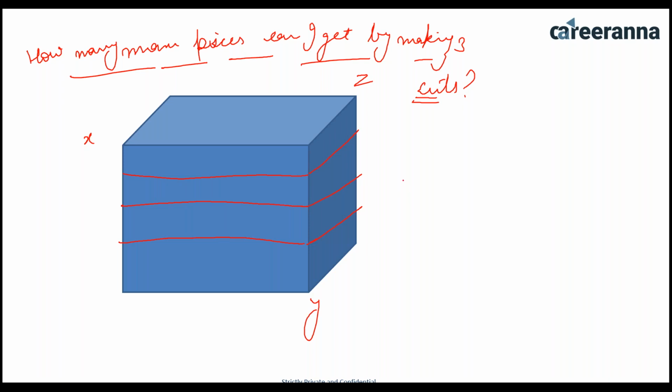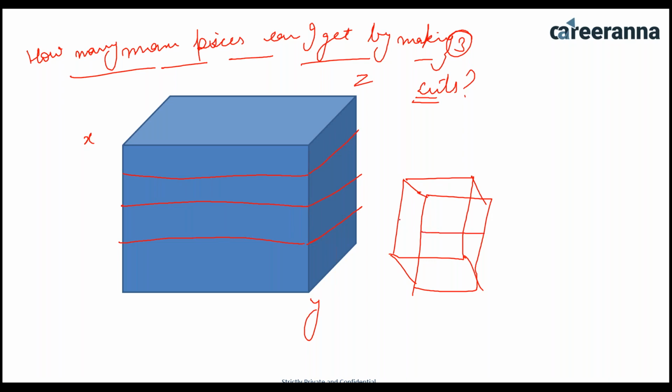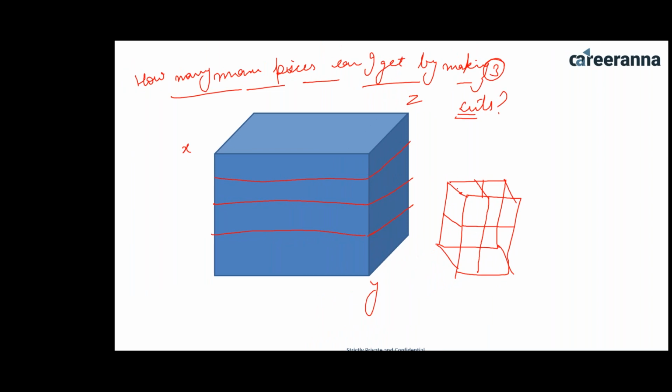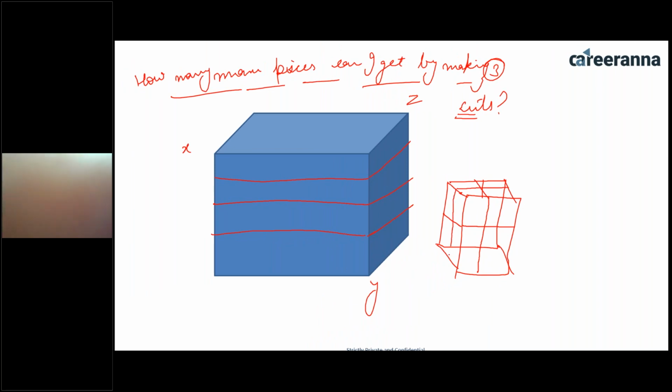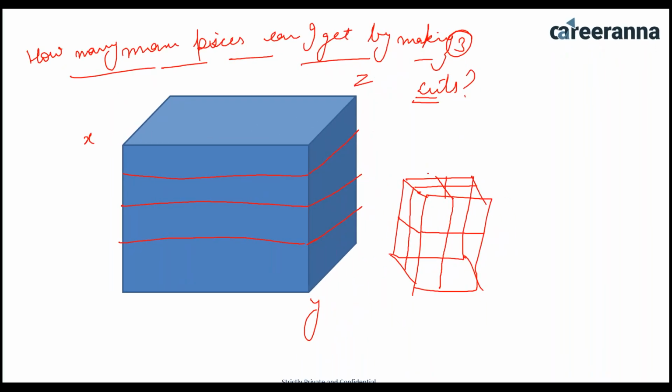Guys, please try to understand that if this is a cube, the question was, I have to make 3 cuts. I've not said anything like I have to make cuts along one axis. What I can do is I'll cut it like this, one cut. This will be the one cut, and this will be the second cut, and this will be the third cut. Can you please count the number of pieces? It will be 8.